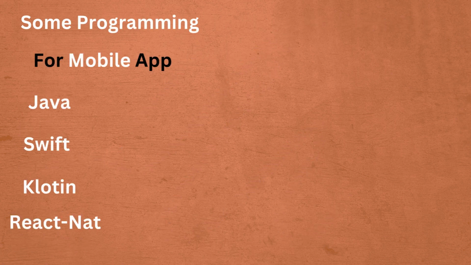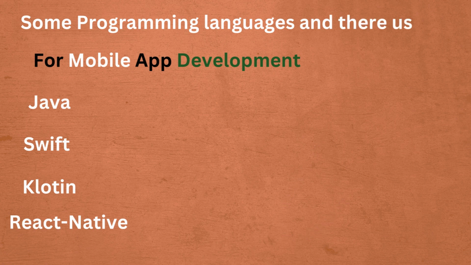For mobile apps, if you want to be a mobile app developer, you need to learn Java, Swift, Kotlin, or React Native. React Native is a library from JavaScript. So if you are very fluent in JavaScript, learning React Native will be very, very easy for you. So programmers who want to specialize in app development have to learn Java, Swift, Kotlin, and React Native.